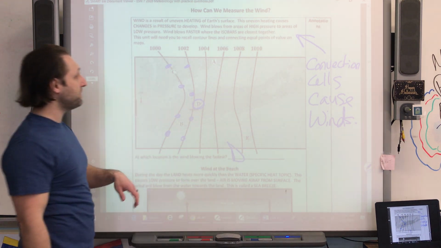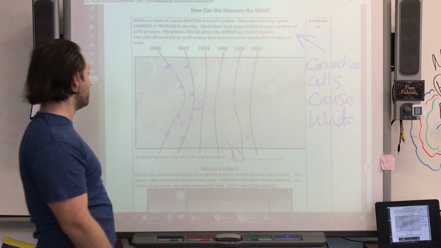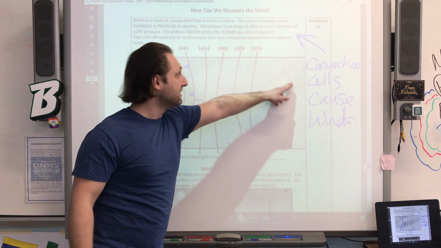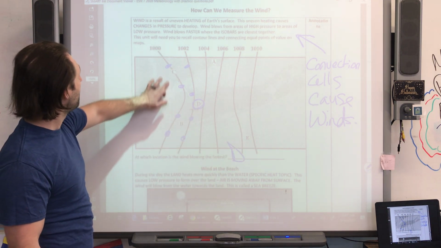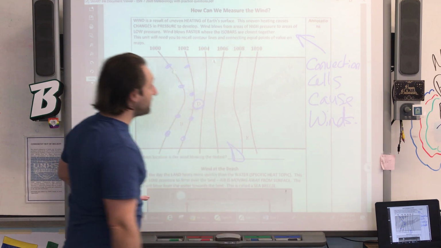So your fastest wind speeds are right here, smack dab around the border of Nassau and Suffolk County, which is really hard to tell, but that is the island, and this is the city. The city. All right, so let's keep moving.